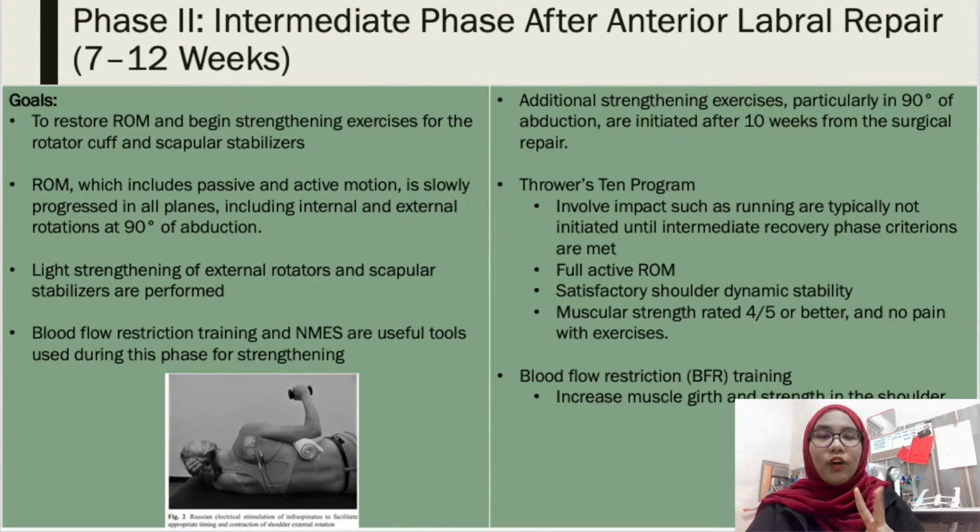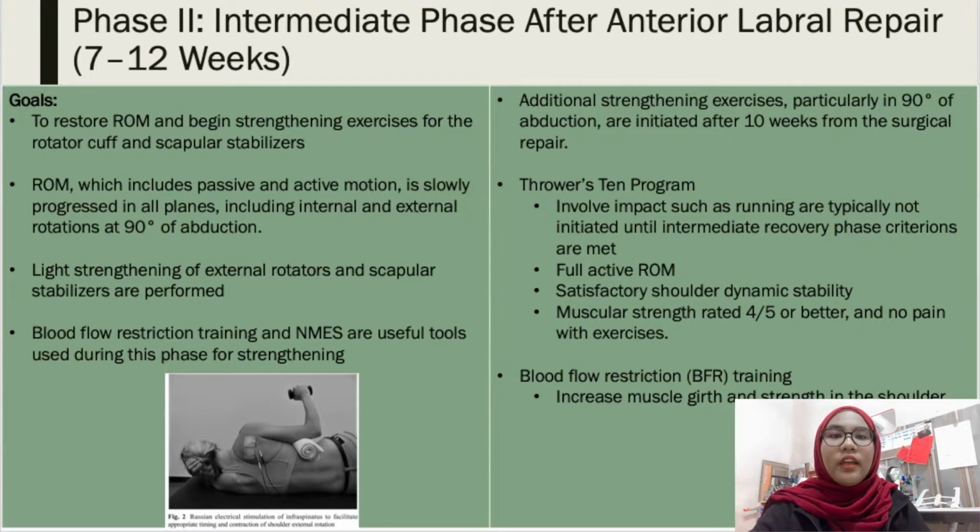In the second phase of this protocol, the goals are to restore ROM and begin strengthening exercise for the rotator cuff and scapula stabilizer. ROM includes passive and active motion in all planes, including internal and external rotation in shoulder abduction 90 degrees. Strengthening exercise for external rotation and scapula stabilizer are performed, and can also include blood flow restriction training and NMES during the strengthening exercise, like figure 2.